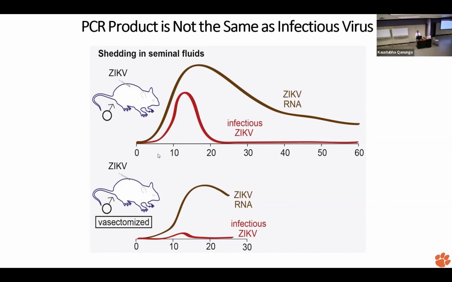You can see that this is an example with the Zika virus. I did not put in SARS-CoV-2. This is the infectious Zika virus particle a mouse is producing, and the RNA is detected in the sample after a long time. On the other hand, this is a vasectomized mouse, where they collect the sample from the semen. You can see this is the infectious virus, whereas the RNA is still available for a longer period of time, shedding in seminal fluid. So you can easily imagine that the RNA is available for such a long period of time.